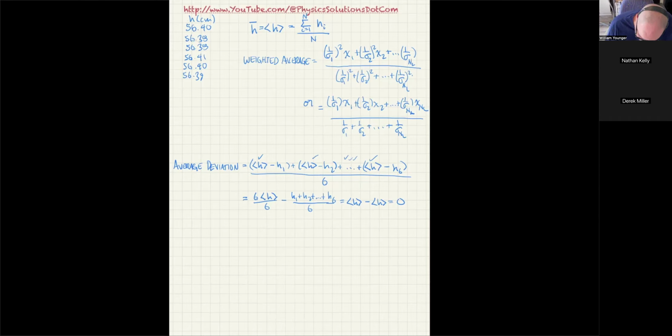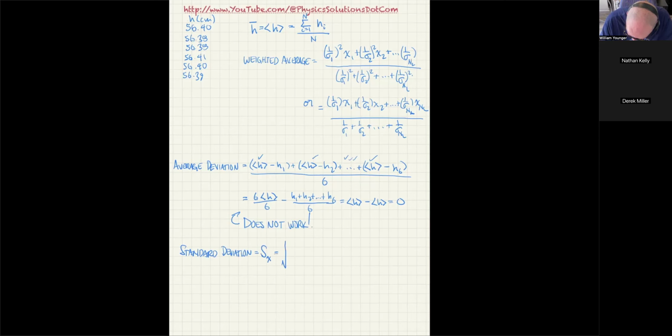So, this one does not work. So we're going to do the standard deviation. And the standard deviation, I use the symbol S and then I subscript it with whatever variable we're talking about. So for instance, if I call the variable X as opposed to H, then the standard deviation would be S sub X. And the way you calculate it is this.